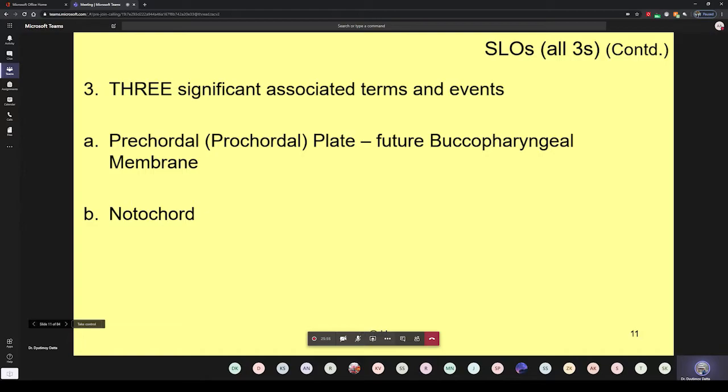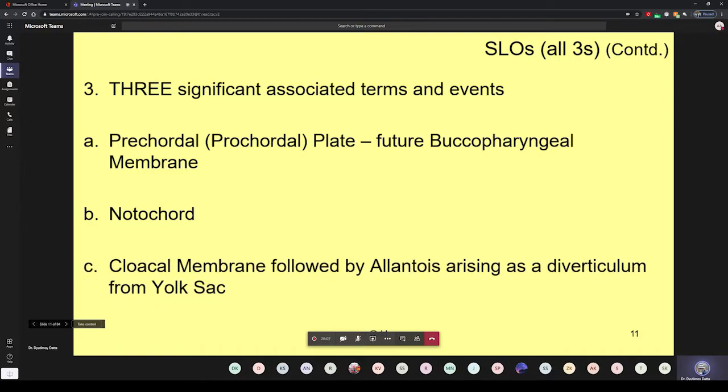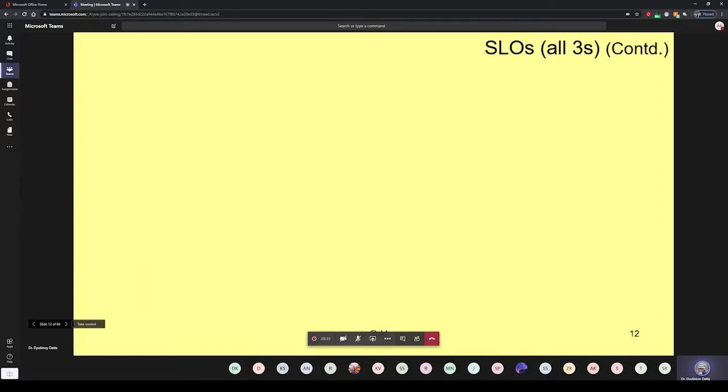But these words must be kept in mind, that these are events occurring simultaneously and these are responsible for influencing the next stage of development. And the last but not the least is the cloacal membrane at the caudal end. The cloacal membrane has got its own significance because at the same time we have the allantois arising as a diverticulum from the yolk sac. It is understood that the words that are used now have already been handled in the previous classes and you have had sufficient time to understand the meaning of these words. So I'll not spend much time on this and we'll proceed.